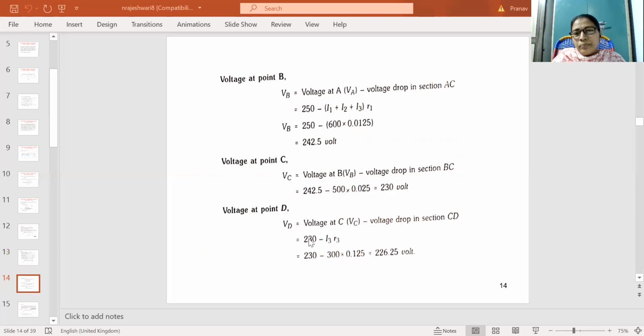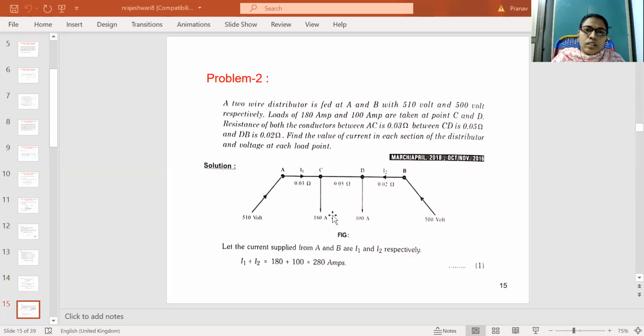The voltage at point D is VD, equal to the voltage at C minus the voltage drop in the section CD. So 230 minus I3 and R3, which is 230 minus 300 into 0.0125, which is given as 226.25 volts, which is VD. So this is the problem regarding the DC distributor.